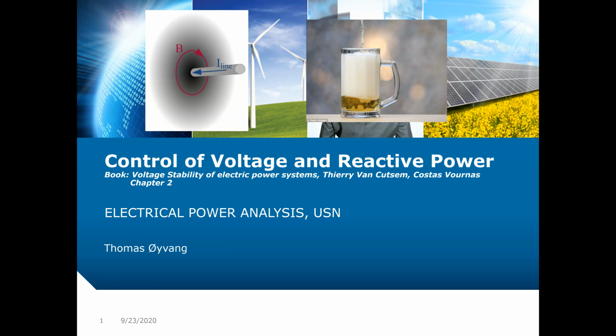The book is additional literature that is given out in Canvas. It is the book Voltage Stability of Electric Power Systems by Van Cutsem and Vournas, and in chapter 2 there, you should go through that chapter during this topic.